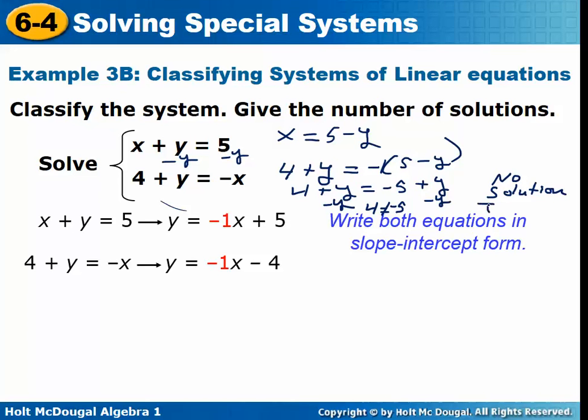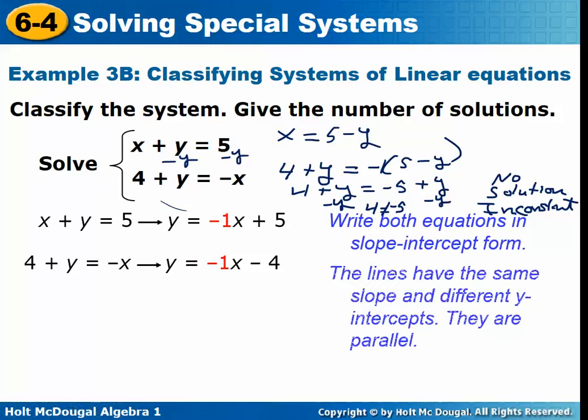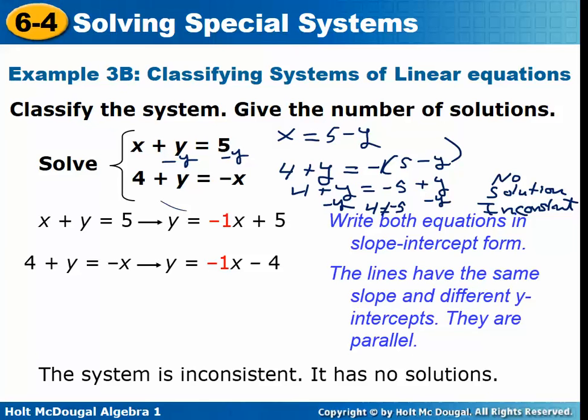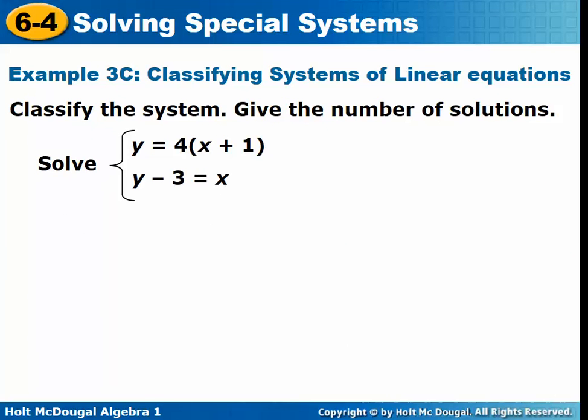And since we're supposed to classify this, this is known as an inconsistent system. This would be an example where you have parallel lines. So the other method is to compare their slopes and their y-intercepts. These have the same slope and different y-intercepts, which means they're parallel, which means again that it's inconsistent and has no solutions. So remember that you can use either method. You can compare the slopes and the y-intercepts, or you can solve algebraically and find out what you get.